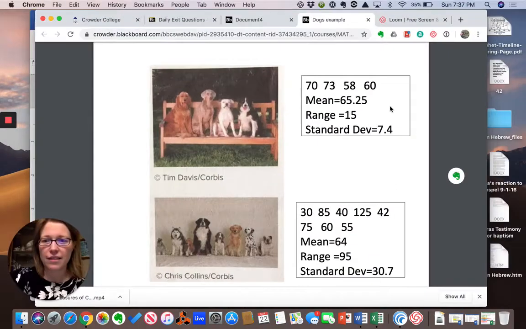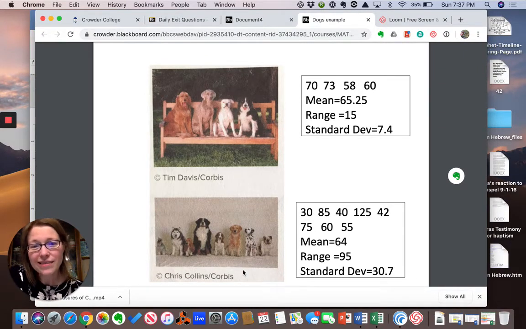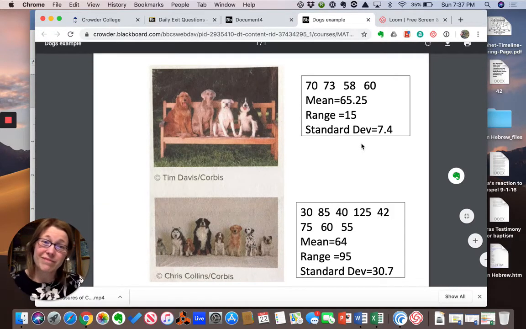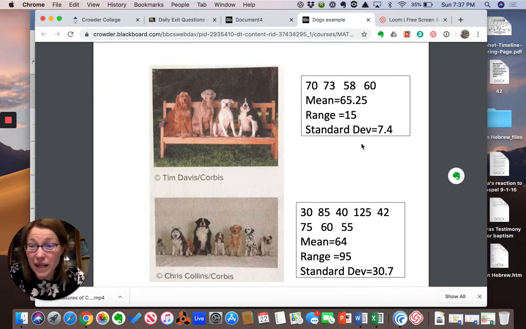Let's see, there we go. Down here we see the standard deviation is 30.7. That means that on average each dog is like 30 pounds away from the mean weight. Whereas this top one, the standard deviation is 7.4. On average they're about 7 pounds away from the mean. They're clustered much closer to the middle.